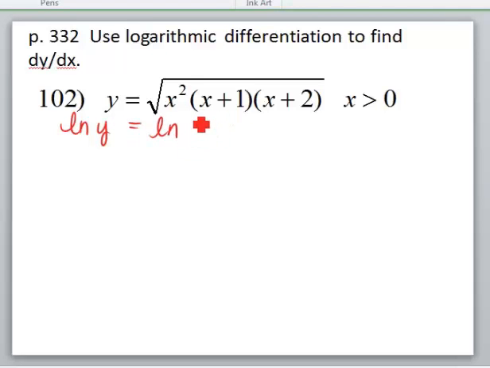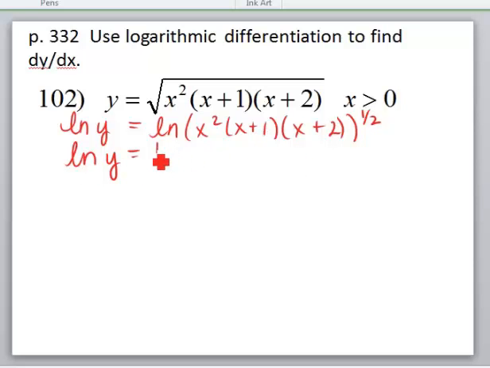Now what that does for me is it allows me to use the rules of natural logs, which says, first of all, if we have something raised to this power over here, we can bring that out front. So what I really have is 1/2 ln of x squared times x plus 1 times x plus 2.